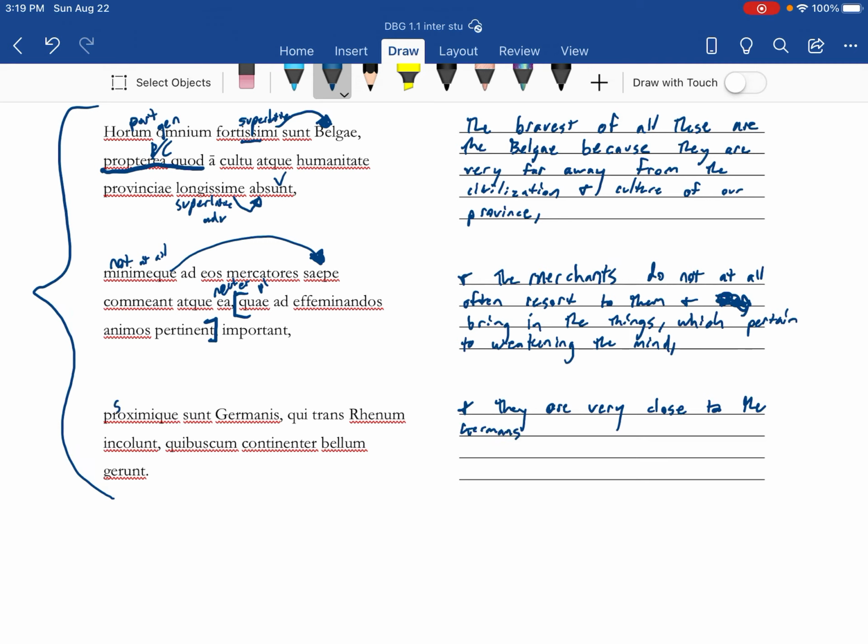And this is superlative. This is dative with special adjective. All right, so qui, who, live across the Rhine. Quibus cum, with whom, they constantly, continenter, they constantly wage bellum, war.